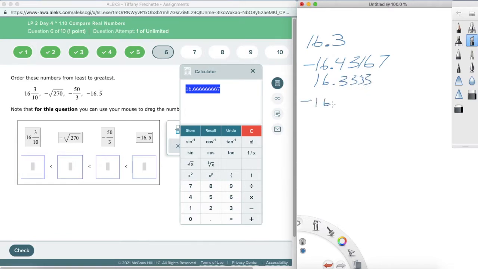And then the last one is negative 16.5. And it's repeating, which means it's going to keep on going like this, and I'll put the dots here.